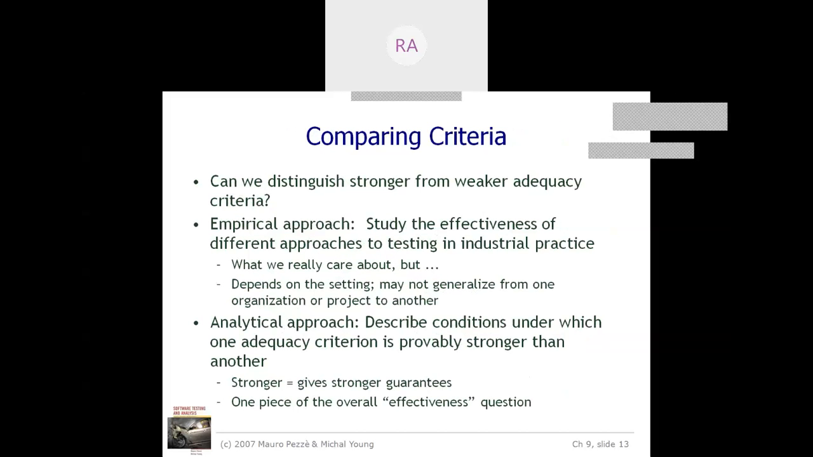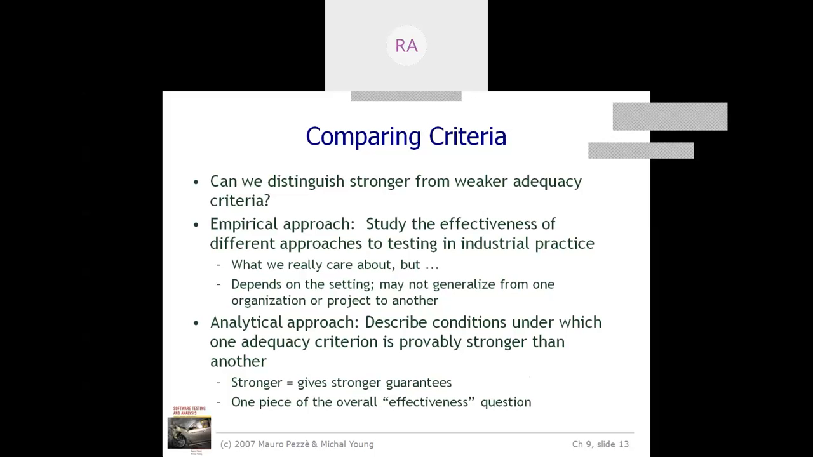We have something called comparing criteria. That is how I can distinguish stronger from weaker adequacy criteria. There are two approaches here in order to compare the adequacy criteria. One is the empirical approach, wherein I study the effectiveness of the different approaches to testing in industrial practice. The empirical approach deals with the study of the effectiveness of the different approaches to testing in industrial practice, that is, reality.